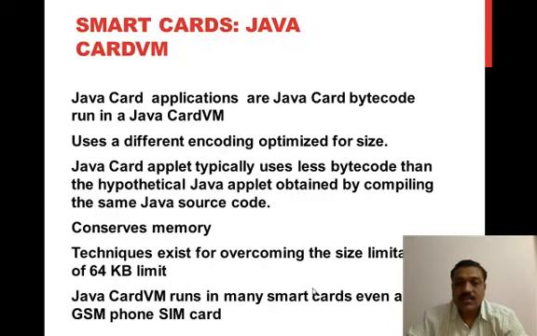Java Card applications are Java Card bytecode that run in the Java Card virtual environment, and they use a different encoding optimized for size. A Java Card applet typically uses less bytecode than a hypothetical Java applet obtained by compiling the same Java source code. That is the main reason the Java Card applet is used, because it conserves memory. Techniques exist for overcoming the 64 KB size limit in Java Card applets.